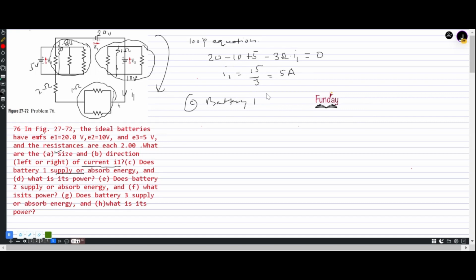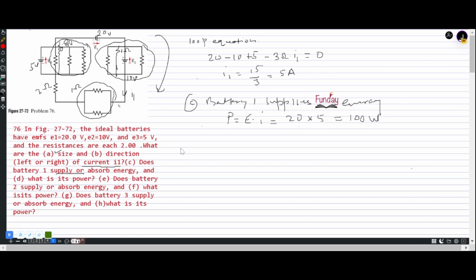So part C, does battery 1 supply or absorb energy? Battery 1 supplies energy because there is a current in the direction from the negative side of the battery to positive. So battery 1 is supplying energy, and power is equal to E into I, which is 20 into 5, which is 100 watts.